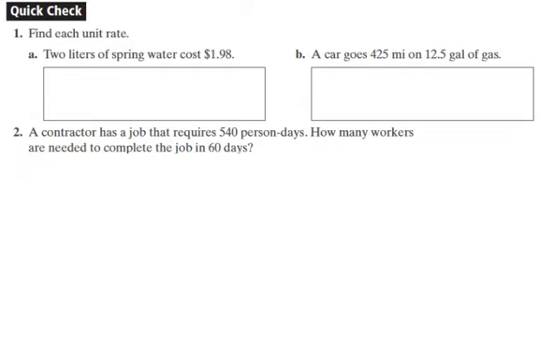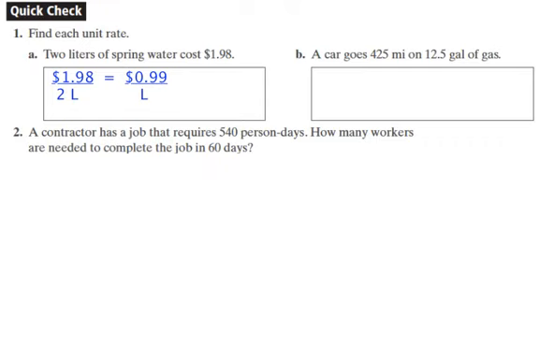For problem number 1A, find each unit rate. 2 liters of spring water costs $1.98. So we're trying to figure out what 1 liter would cost. So we'll take $1.98 over 2 liters. $1.98 divided by 2 is 99 cents. So the unit rate is 99 cents per liter.